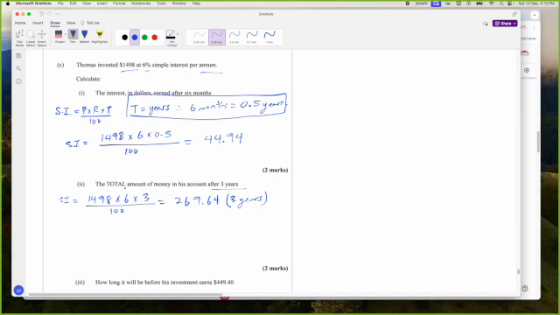So therefore, the total amount of money in his account will be the initial investment, $1498, plus the interest, $269.64, which is $1767.64.